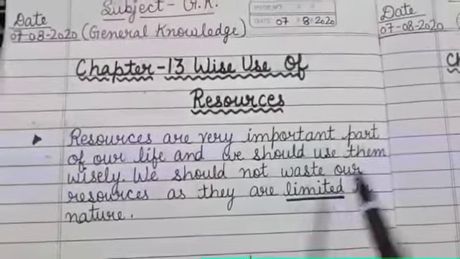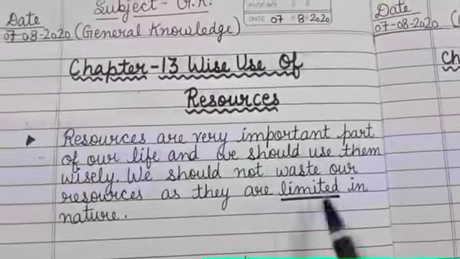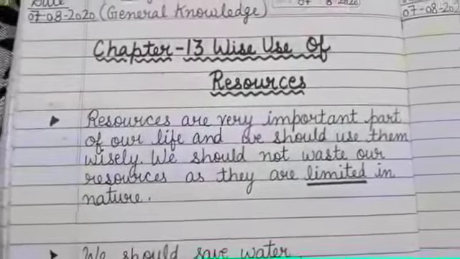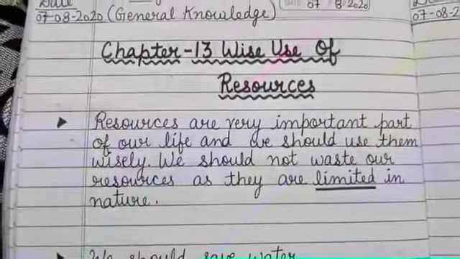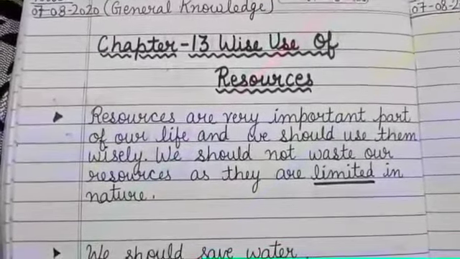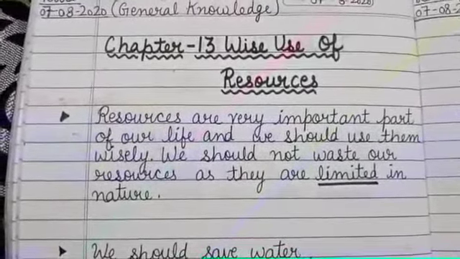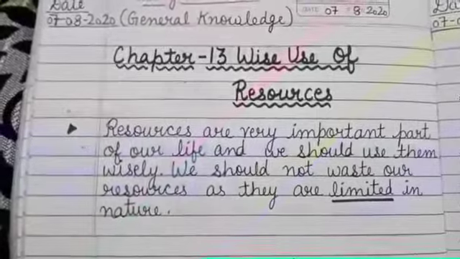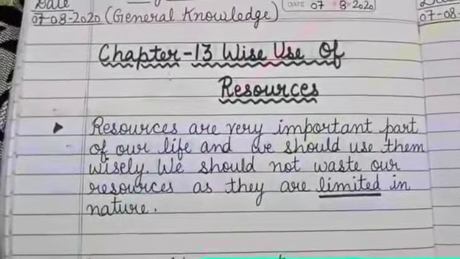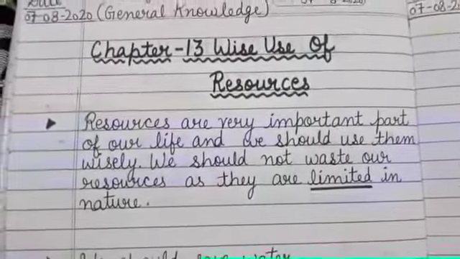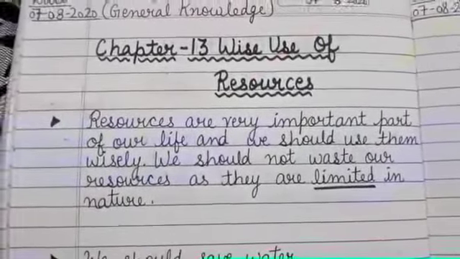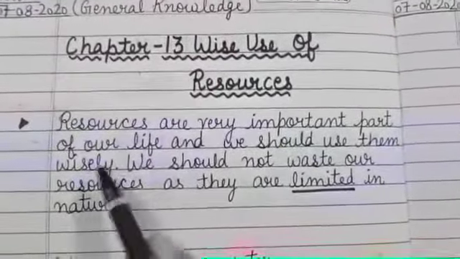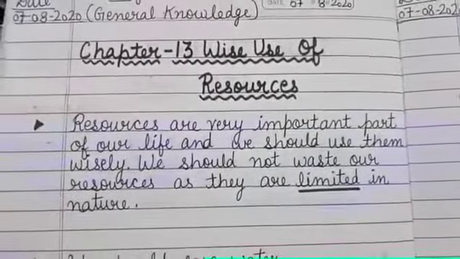We should not waste our resources as they are limited in nature. Means resources are significant, or we can say very important part of our life, and we all should use our resources in a wise manner. Correct? We should use our resources in a wise manner, and we should not waste them.